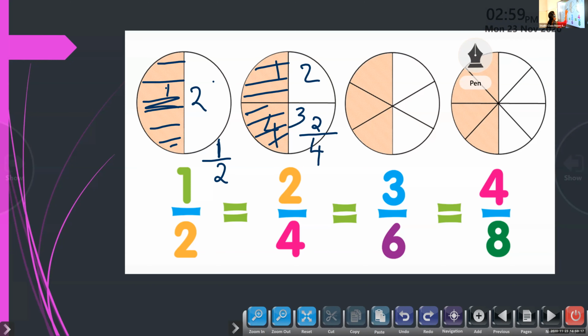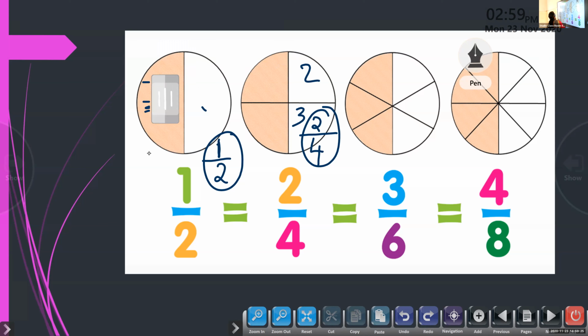So here we have 2 by 4 and here we have 1 by 2. Now look at the part shaded here. They are the same. Here we can see half of the whole, and here also we can see half of the whole. So 1 by 2 and 2 by 4, we can easily understand from the picture they are equal.